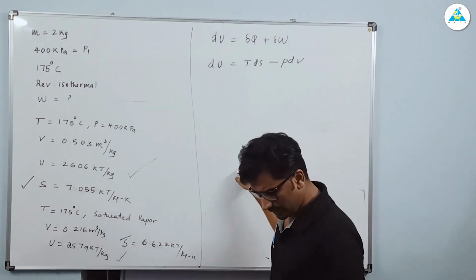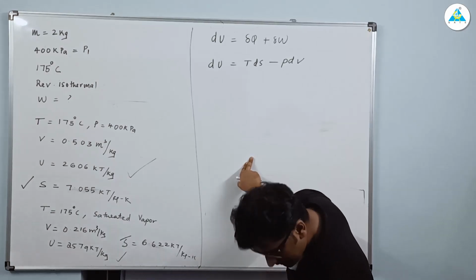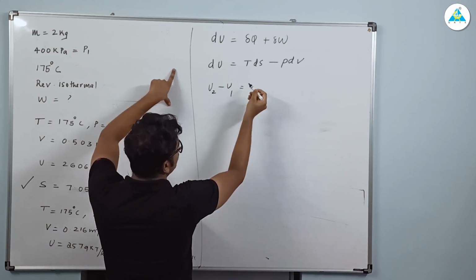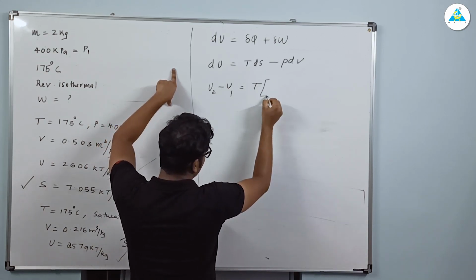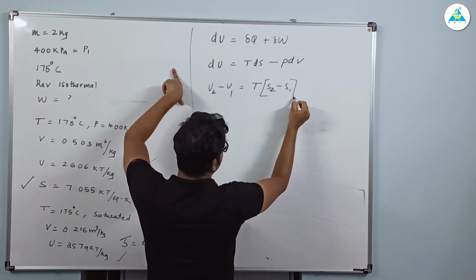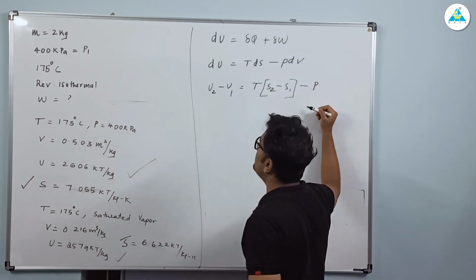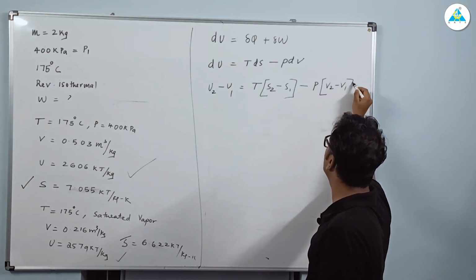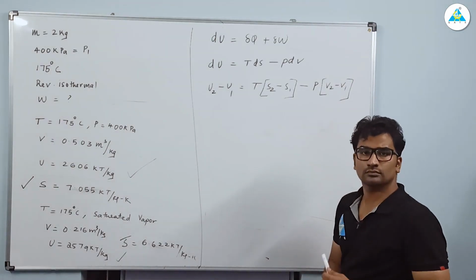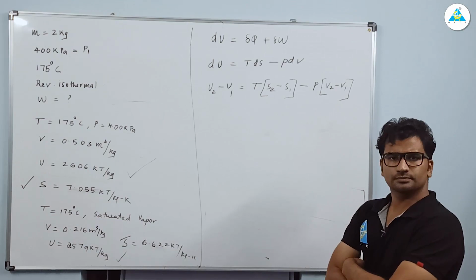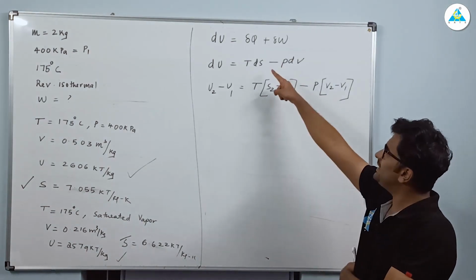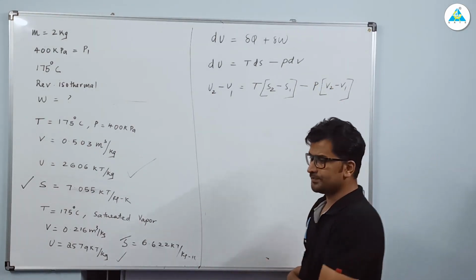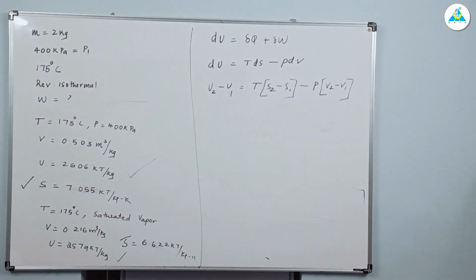So integrate the equation. Right? So when you integrate it, one minute, let me see. So it is integrated. What will be this? It will be U2 minus U1 equal to temperature into S2 minus S1, minus P into V2 minus V1. Clear? Everything is same, right? dS will become S2 minus S1. Simple. So complete it and solve and find the answer.